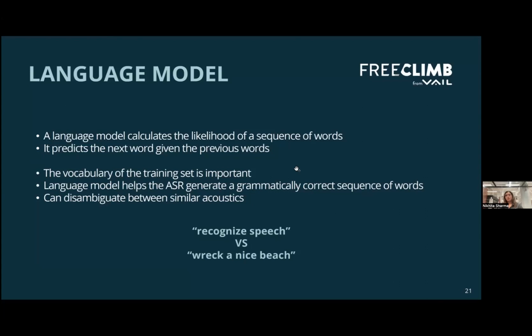So depending on what words are very common in your data set, it can better predict the word that is being said. So if there are similar sounding words, the language model helps to choose which word should be selected as the output. So for example, if somebody said "recognize speech", it could also be mistaken as "wreck a nice beach". So that distinction is made in the language model.